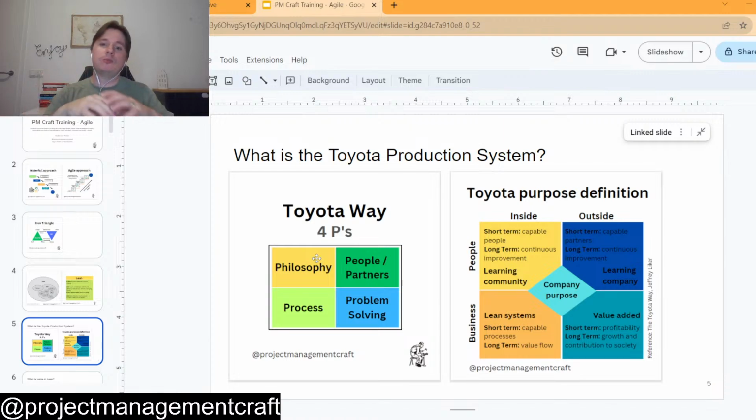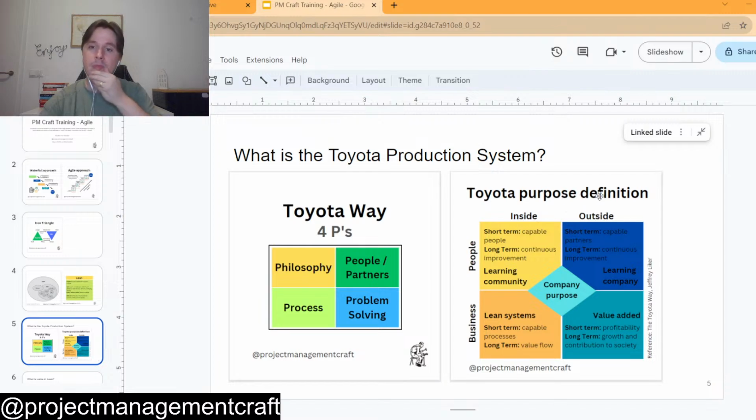Then let me talk about the Toyota purpose definition and why this is important, because this is fully connected with the Toyota philosophy. And that's one of the items that made the Toyota Production System so hard to copy. American car manufacturers like Ford and General Motors tried to copy the Toyota Production System, or tried to copy and implement Lean, but they always had a hard time with the philosophy and the people part, and even with the partners part. Even if they copied the process, some of these tools, and the methodologies for problem solving, they could not copy the philosophy. And this philosophy is highly connected with the Toyota purpose definition. That's why I have it here, and that's why I want to explain it to you.